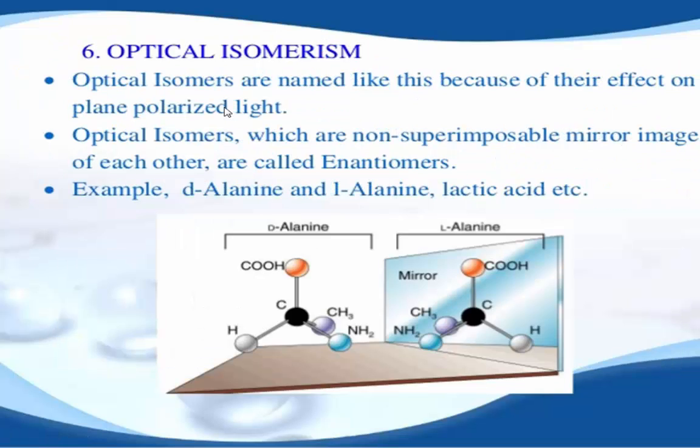Next, optical isomerism. What is optical isomerism? The compounds having the same molecular formula and same structural formula but differing in the placement of atoms due to plane polarized light. It is one of the easiest definitions for you.